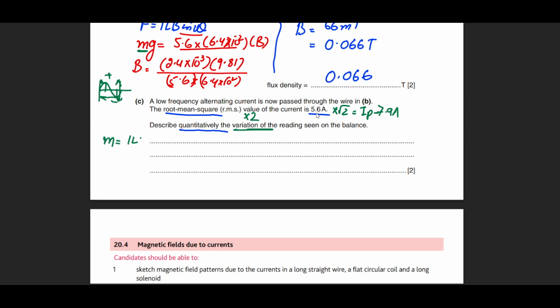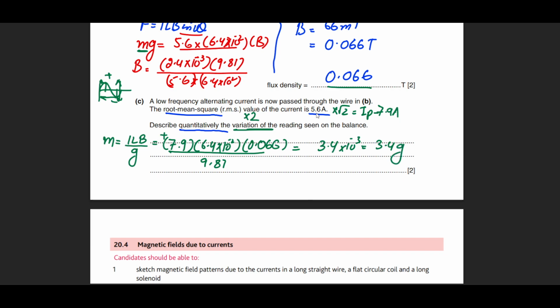So this will be ILB divided by g. This is going to be 7.9 amperes of peak current, length is 6.4 into 10 to the power minus 2, and the value of B is 0.066, because this is what we found in the previous part. Divide this with 9.81 and you will get an answer of 3.4 into 10 raised to the power minus 3, which means that you're dealing with 3.4 grams.